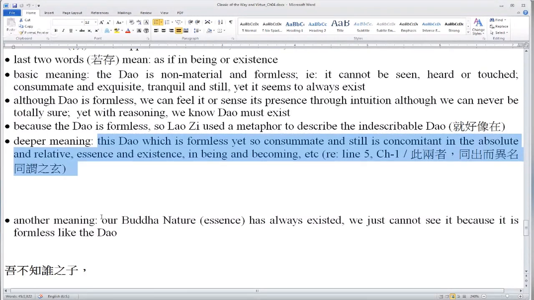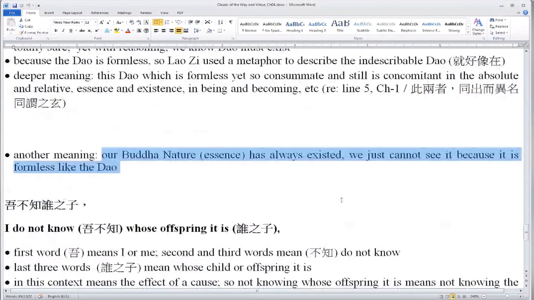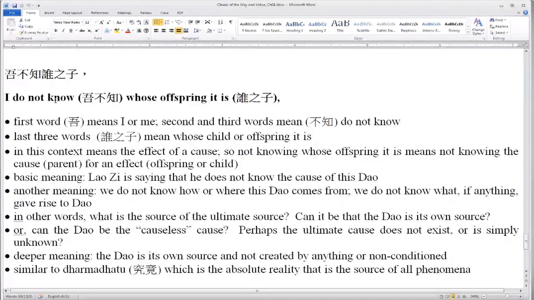Another meaning is that our Buddha nature or essence has always existed. We just cannot see it because it is formless. All right, so I think this is where we left off. Basically, in the second to last line, he's saying he doesn't know where it came from. We say whose offspring it is.